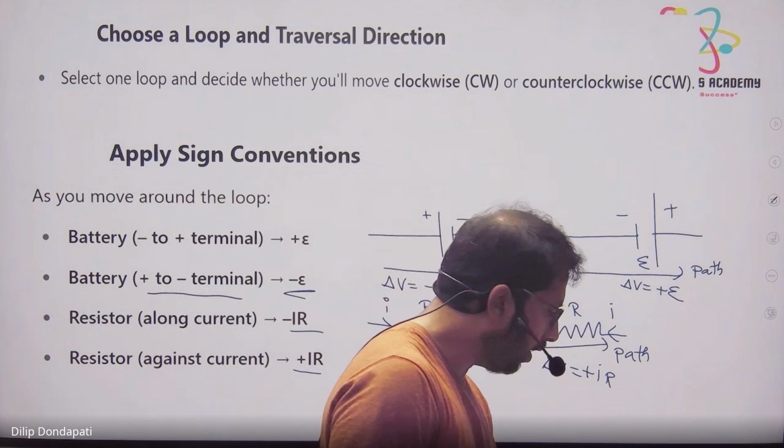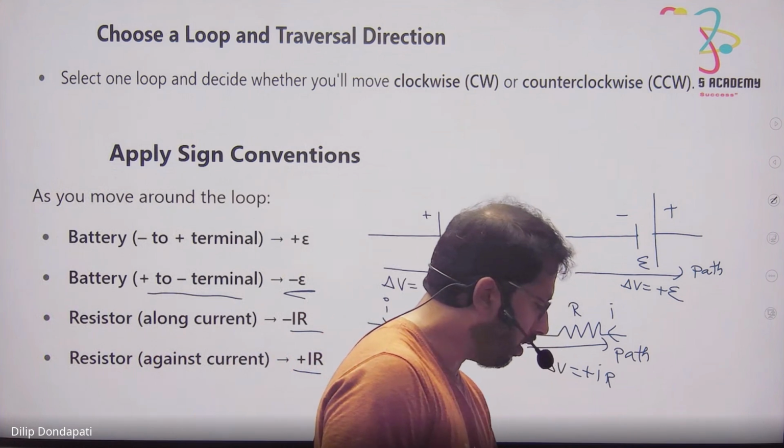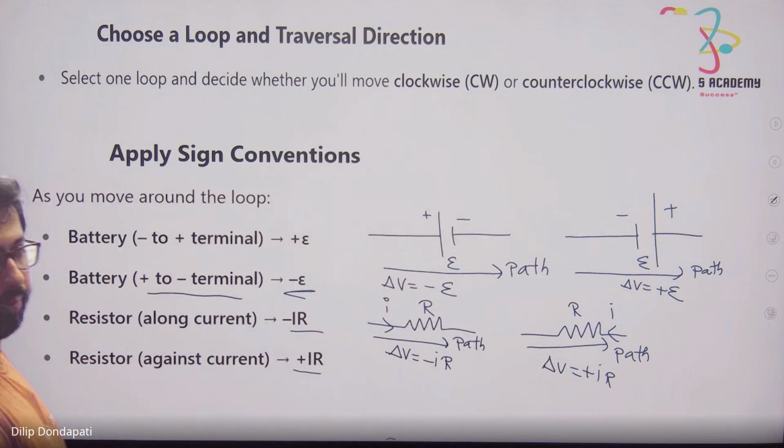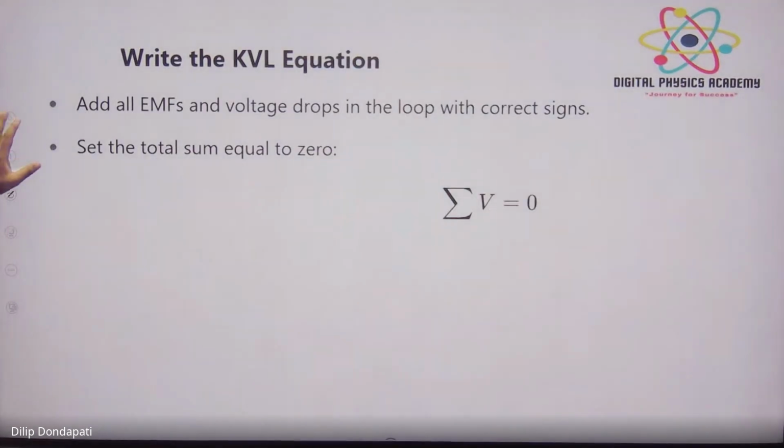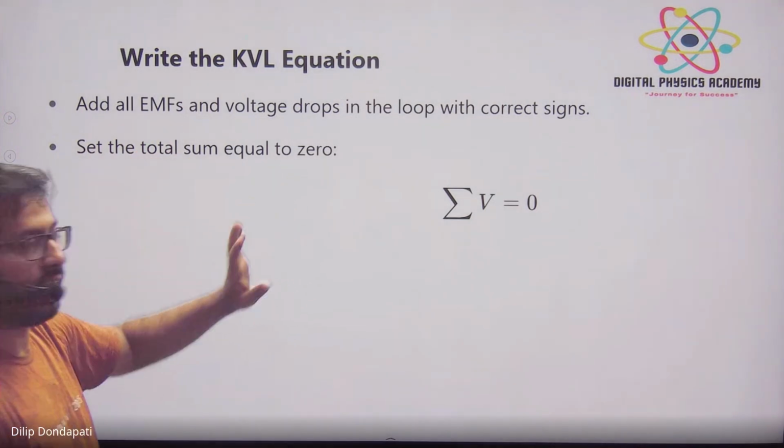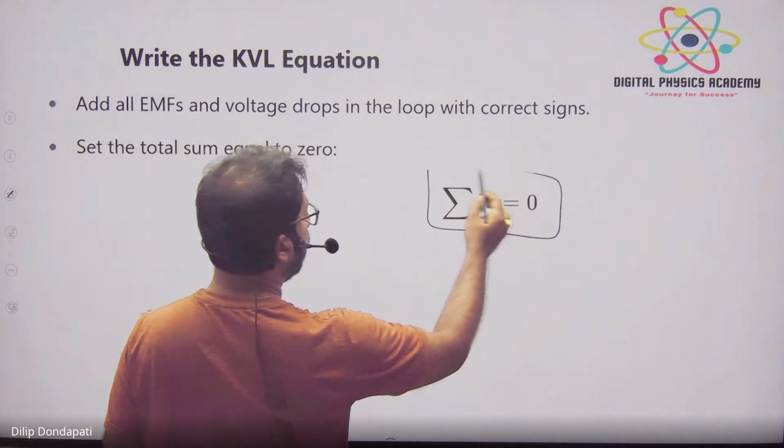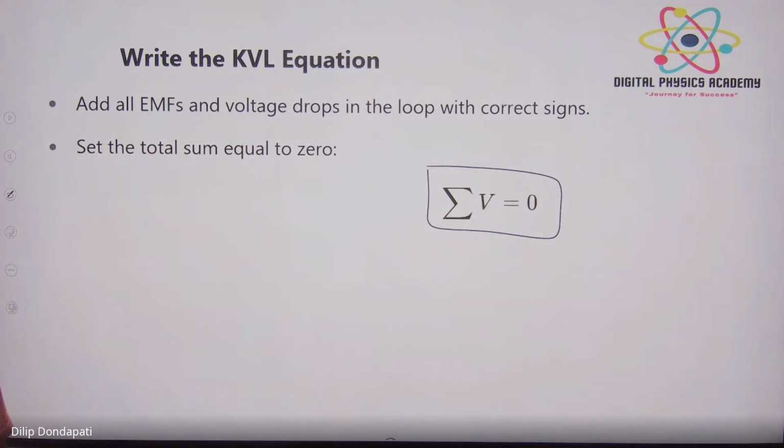So we'll take a small question and see how to solve it. Then we have to apply KVL. What is KVL? Sigma of delta V is 0. That's it. Now we are doing the numerical.